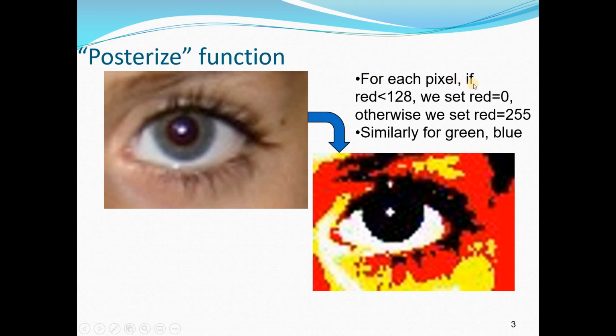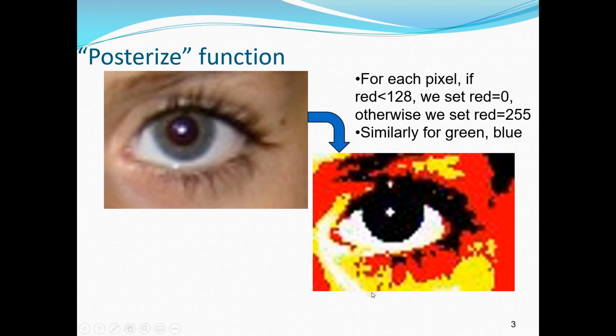For each pixel, if the red color of the pixel is less than 128, let's say the pixel red color is 1 to 120, make it 0, red equal to 0. If it is more than 128, let's say the red color is 160, make it 255. So whatever the color values are, take them to the extreme, either 0 or 255. Also do the same thing for the other colors, green and blue. When you do it for the whole picture, the picture will become posterized. Clear?